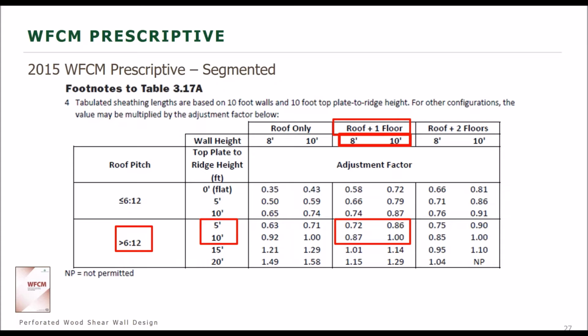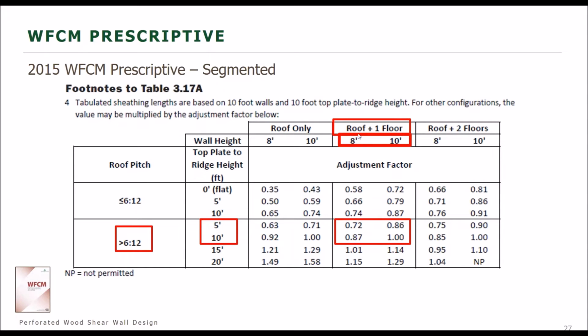It tells us that our tabulated sheathing lengths are based on a 10-foot wall height and a 10-foot top plate to ridge height. And if you remember back in our example problem statement, we have a 9-foot wall height and a top plate to ridge height of 9.3 feet. So we need to do a double interpolation here.